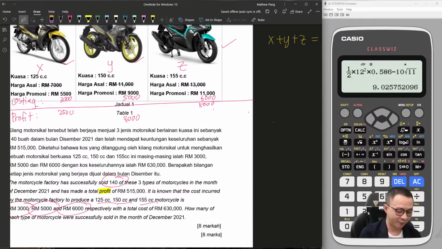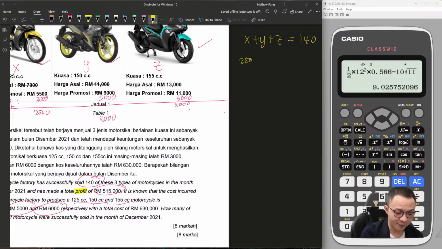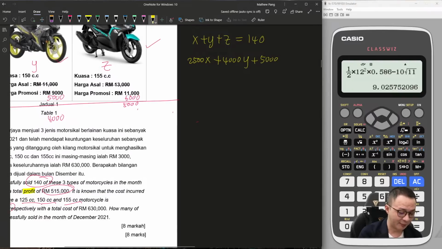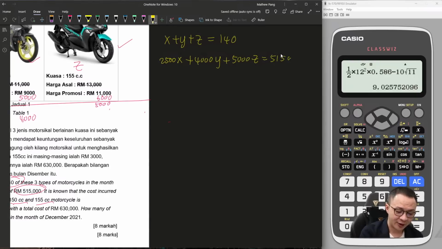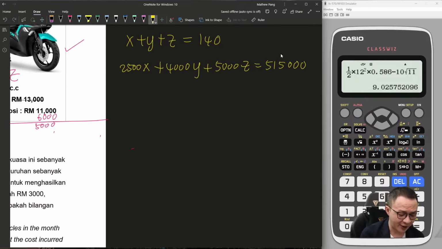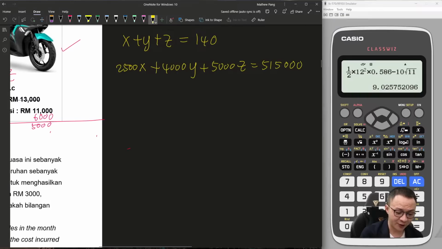So I want to form the total profit of 515,000. This is what I will write. 2,500 is the profit for X, the selling number of X for 125cc, plus 4,000 profit multiplied by Y, plus 5,000 profit multiplied by Z. I will get 515,000. And if you see carefully, normally we will just divide by 20 at least.